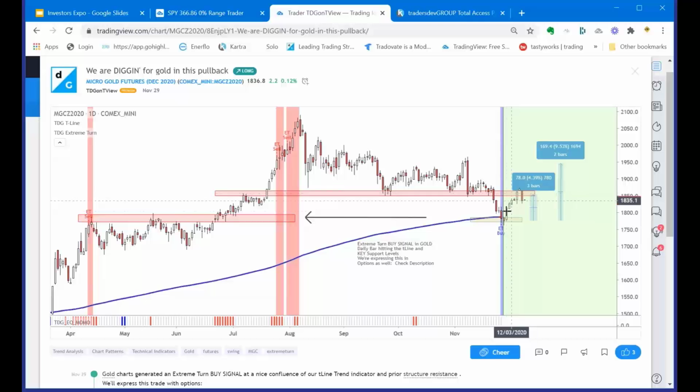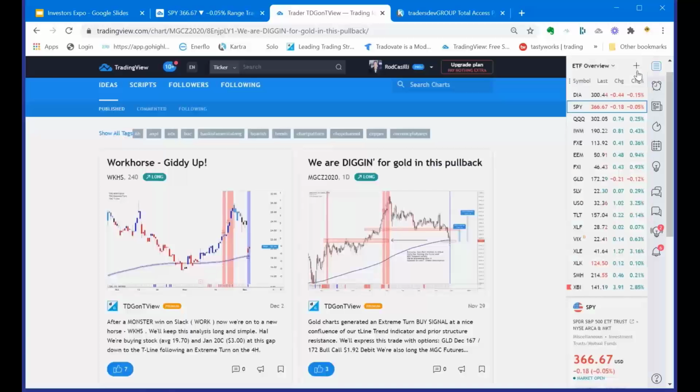Okay, we had GLD, we had MGC, we had GC, and what I would like to point out is this was the first trend buy signal that we had in months and months. Right there, perfect buy signal. 233 EMA, RSI overbought, and an ADX setting that we look for as well. TDG on TradingView, and you can go over there and find out all about that.